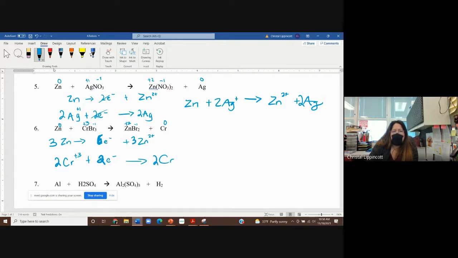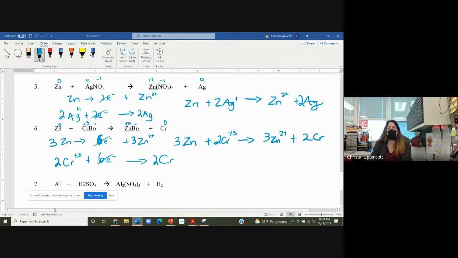That did not work out well. Let's try that again. There. Better? All right. These electrons cancel, then we write down what's left over. Let's see if I can do that without messing up. Well, and the answer to that would be no. Plus 3 yields 3Zn plus 2Cr. All right. Hopefully that looks right.